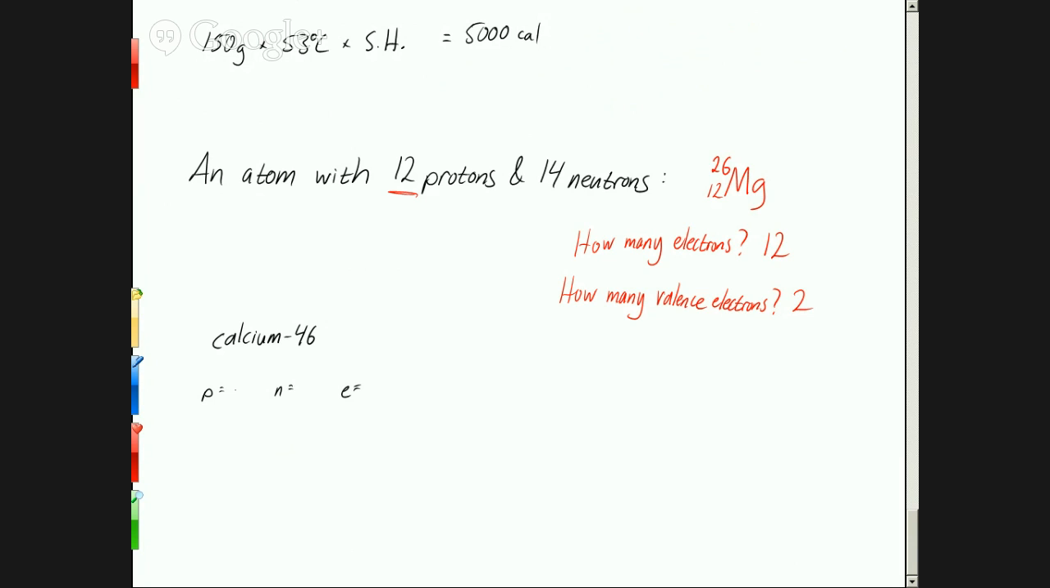All right, so calcium-46. What kind of numbers do we have there? 17, 29, 17. Anybody get anything different? How did you get those? To find the neutrons, you subtract the atomic number, which is 17, from 46. How did you find the atomic number? Okay, so you have to look up calcium.